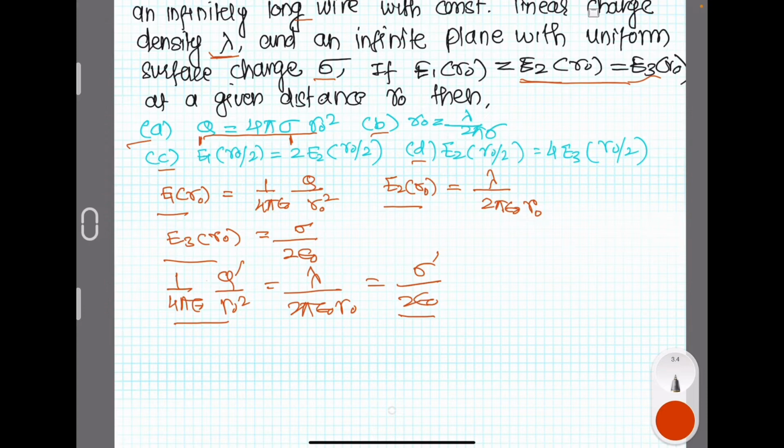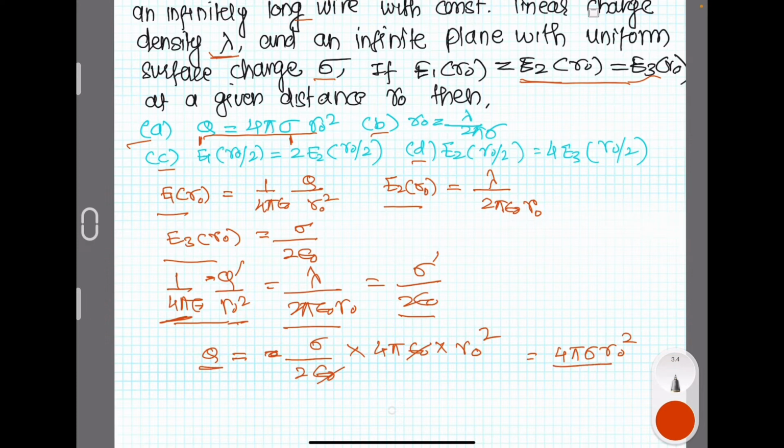So what will we get for q? Just neglect the middle equality for a moment. We will have sigma upon 2 epsilon naught, and the 1 upon 4 pi epsilon naught will go to the right hand side, and this r naught square will be over here. We can clearly see epsilon naught will get cancelled, and finally we will have 4 pi sigma r naught square. q is equal to 4 pi sigma r naught square, and so option A is correct.